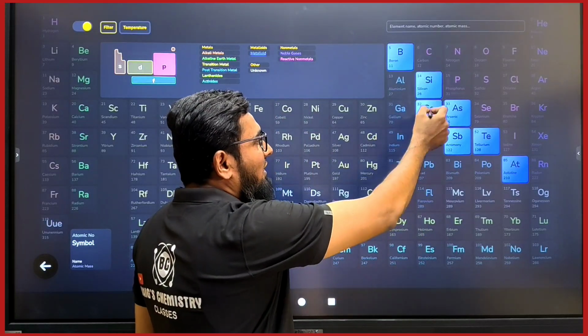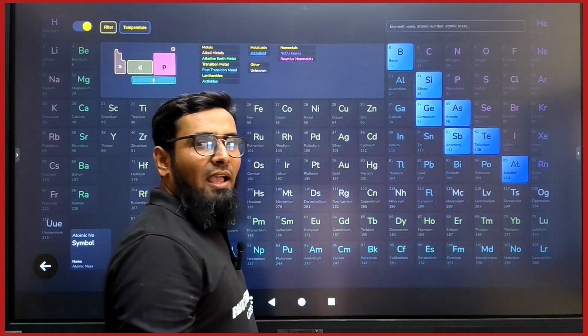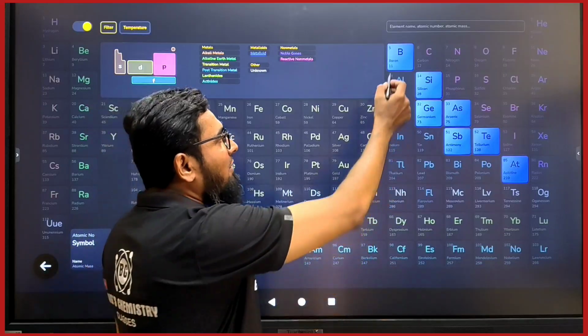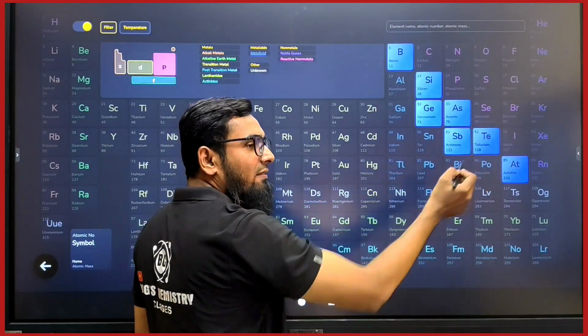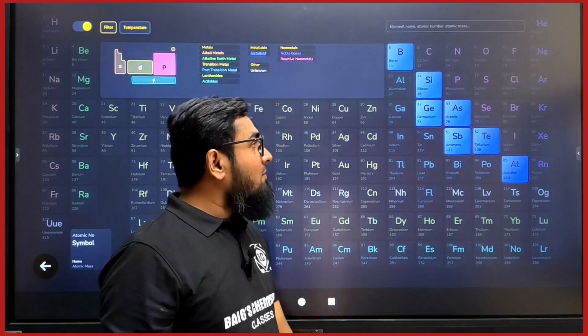What are those? Boron, silicon, germanium, arsenic, antimony, tellurium and astatine. Okay, how many are in number? 1, 2, 3, 4, 5, 6, 7. That number also you have to remember.